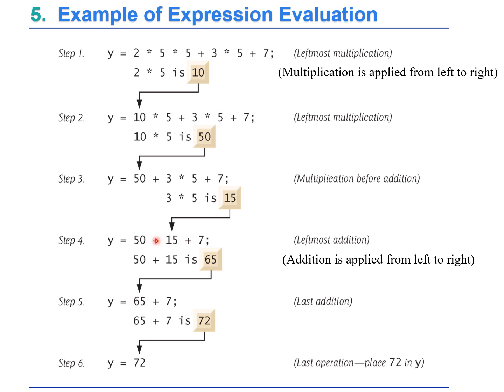So the leftmost addition is applied first. We take 50 plus 15. The result is 65, and we replace 50 plus 15 with 65 before evaluating the last one. Now this is the last addition. We just take 65 plus 7, which is 72. So the result of the original expression is 72.